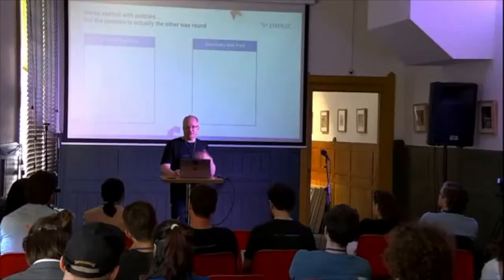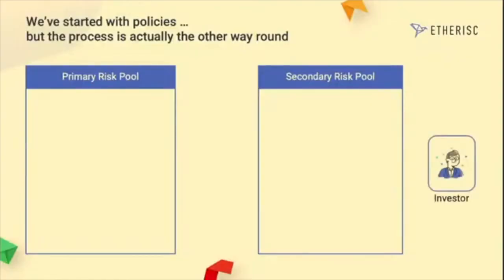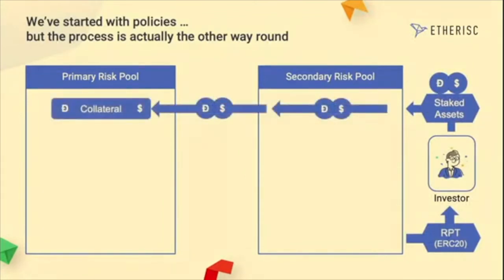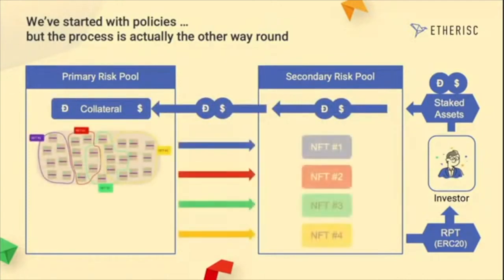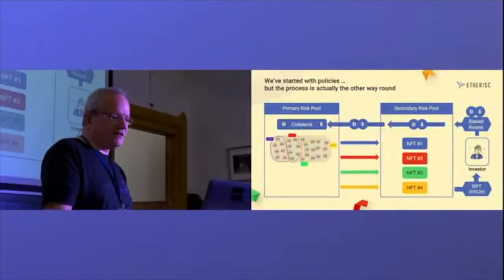In reality, in the temporal development, it will work the other way around. First, you have the investor. The investor provides capital. He receives the risk pool tokens as a tradable token. Then we put the collateral in the primary risk pool. We create the NFTs and put the NFTs in the secondary risk pool. That is the sequence of how it will happen in reality, because you need to do it the right way. So first provide the capital, then invest the capital in the primary risk pool, create the NFTs, and everything is fine. But that is just a matter of the sequence.